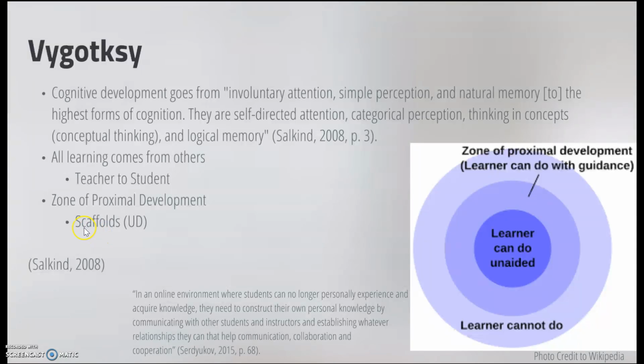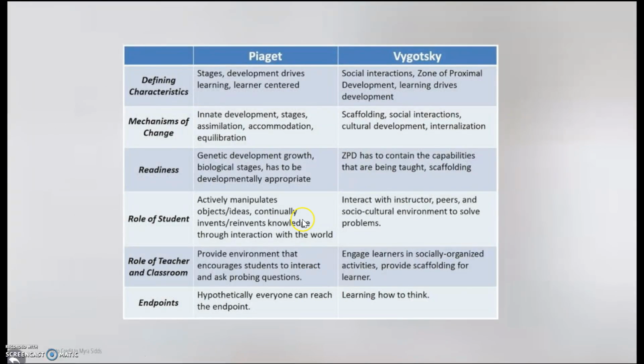You can do that through what we have now called and labeled scaffolds through universal design, which we'll talk about here in a little bit. The following chart is just a comparison of the two. I think if you took a little bit from each side, you would do just fine with K-12 design. The most important thing is remembering that children are learning how to think.